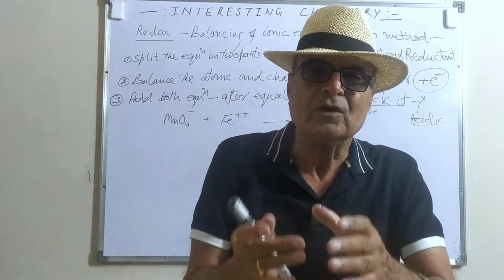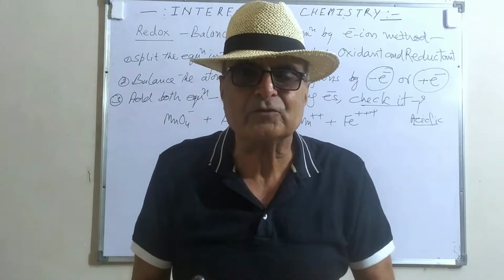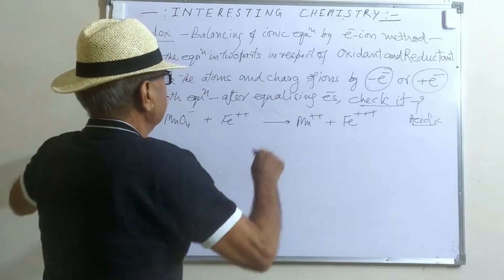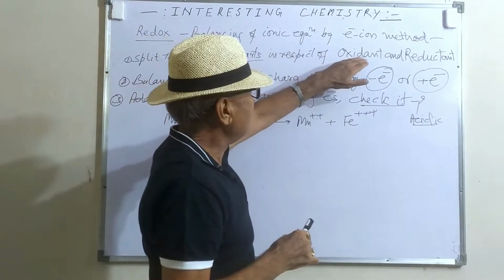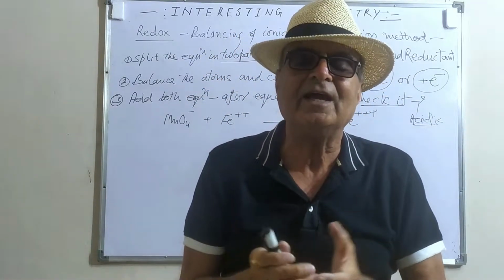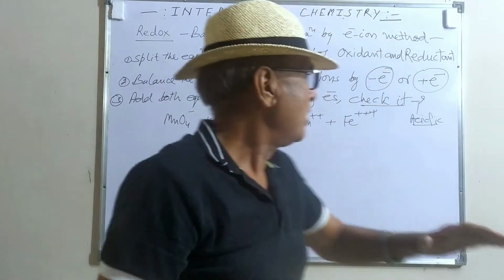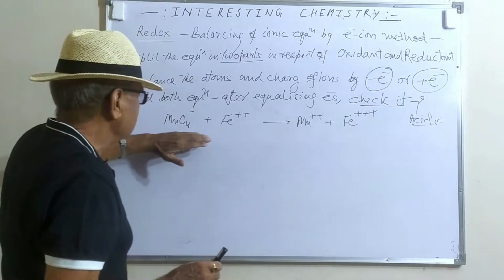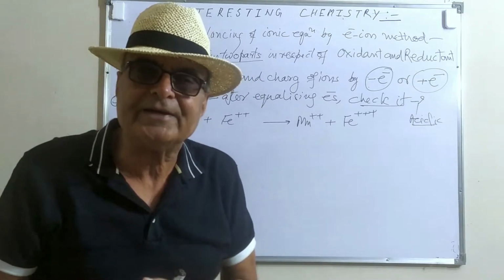I have made 3 points to remember. First, split the equation into 2 parts in respect of oxidant and reductant. So your first work is to identify the oxidant and reductant in this equation. How can you identify?